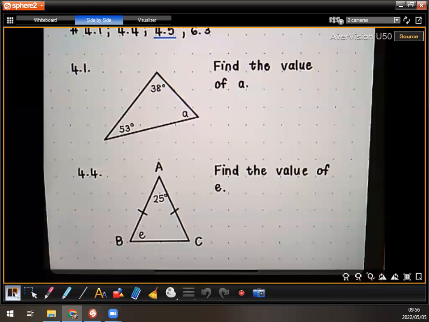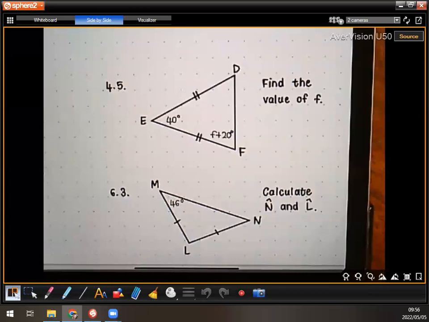Okay, guys, if you're not done with 4.1 and 4.4, can you just take a picture of them quickly so I can show you the other two for people that are waiting?